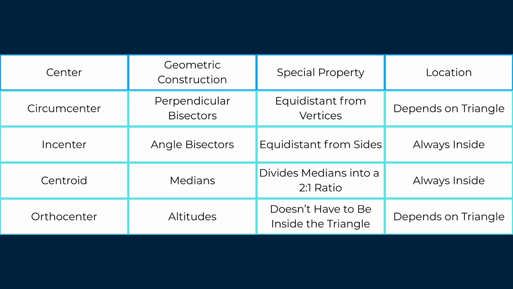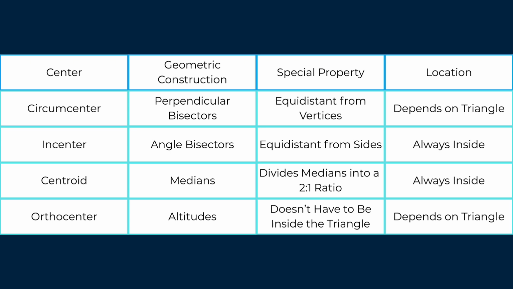So this is a chart that I made. You can see on the very left, you have the types of centers: the circumcenter, the incenter, the centroid, and the orthocenter. The geometric constructions, the perpendicular bisectors, angle bisectors, medians, and altitudes, they're all types of lines or rays or segments that cross at a specific point that we call the centers.